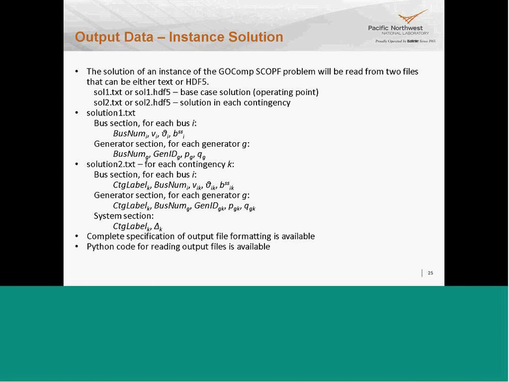And then the output data for providing a solution consists of two files. So again, this is a security-constrained optimal power flow, so your solution contains an operating point in the base case where nothing goes wrong with the power system. And it needs to also contain information about everything that happens in each contingency, should that contingency occur. So our solution 1 file contains the base case operating point, and then solution 2 contains a representation of the solution in each contingency.